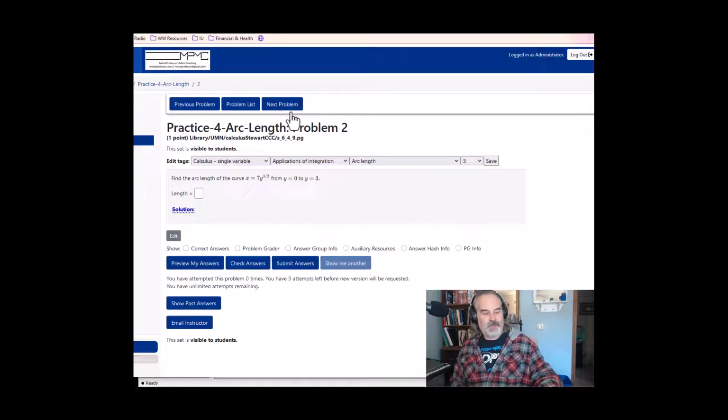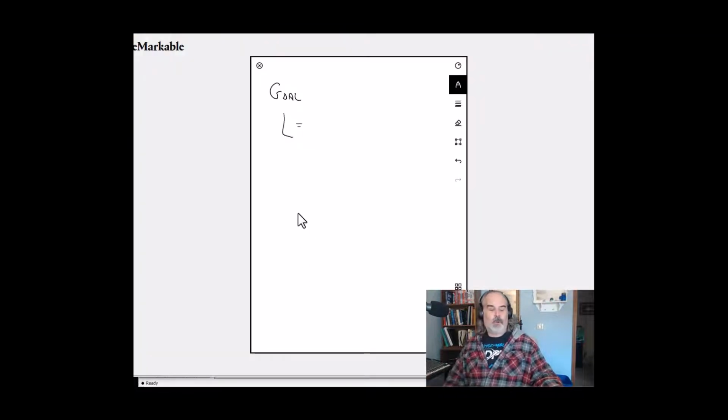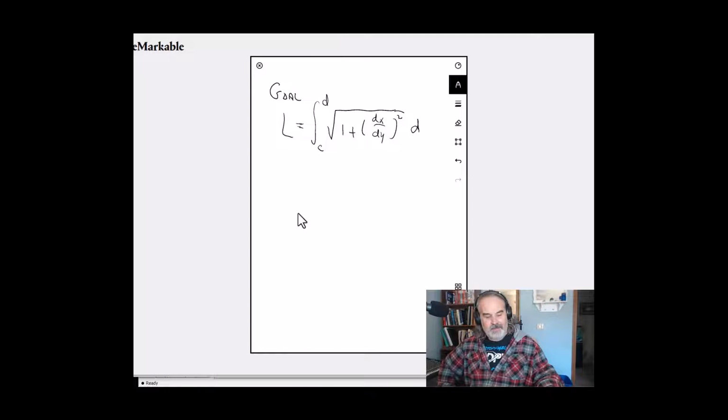The goal for this is to construct an arc length. The goal is to construct and solve an integral which is going to be exactly the same thing as before, except instead of dy dx, it'll be dx over dy. And we're going to integrate with respect to y, meaning we need to know the starting and stopping y values for this function. But we do.